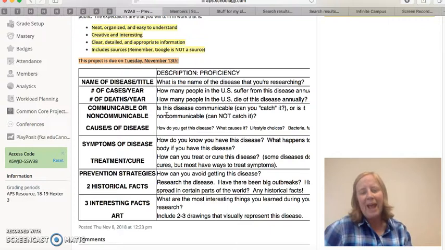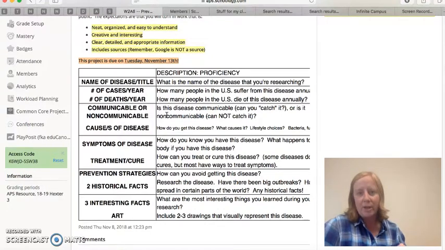Some diseases don't have cures. We don't have a cure yet, but all diseases have some sort of treatment, at least to help with the symptoms. So think about both treatments and possible cures. Prevention strategies. How do I keep myself from getting this disease? And since we're only studying for this project preventable diseases, they should all have some sort of prevention strategy available.